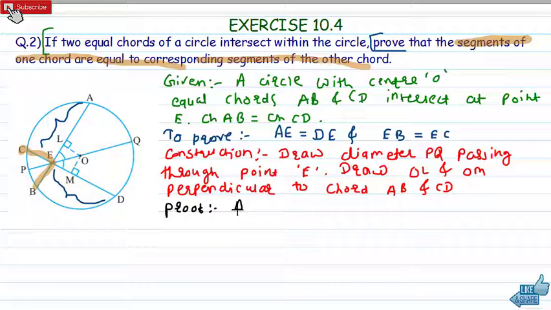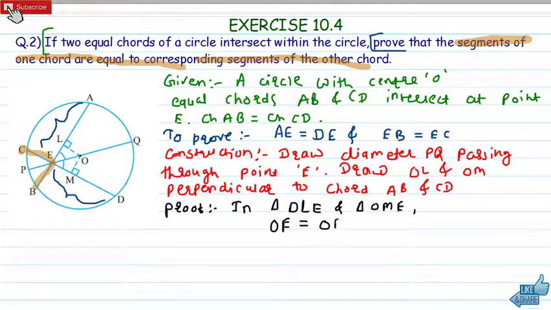In triangle, which triangle? OLE and triangle OME. Now in these triangles, if you observe, OE is common, and that is nothing but the hypotenuse. See, this is 90 degrees and this is the side opposite to it. So OE is the hypotenuse. So OE is equal to OE, and the reason is common. And this is the hypotenuse also.